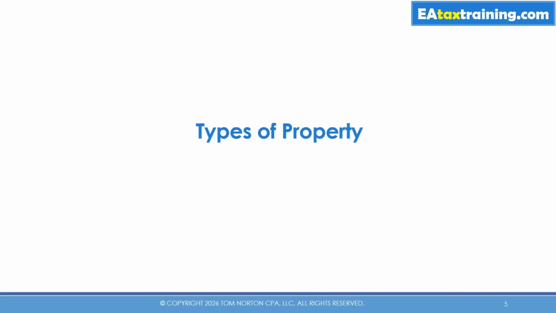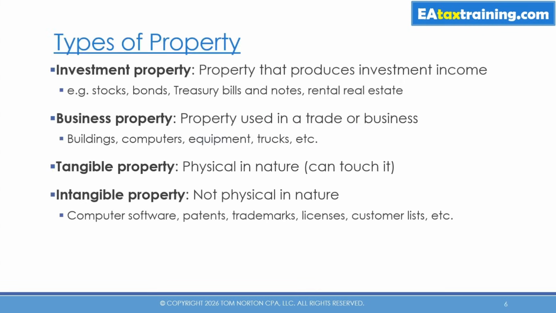We need to understand the different types of property that are mentioned in the tax law. So when you are reading the forms and instructions and the law itself, or listening to these videos, you understand what the IRS means by these different types of property. Our first categories of property, we've got investment property and business property. So investment property is property that produces investment income. So stocks, bonds, treasury bills, even rental real estate are considered investment property. Next is business property. This is property that is used in a trade or business. So this can be buildings, computers, equipment, trucks, or any other property that is used in a business.